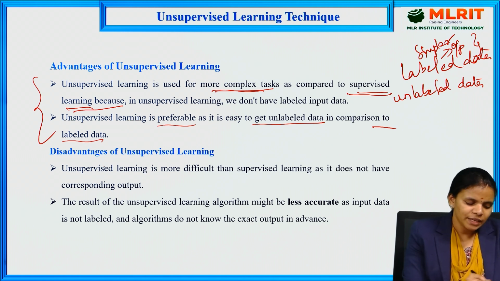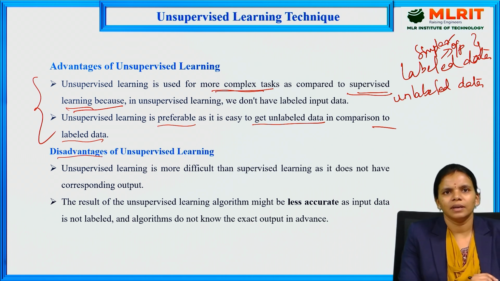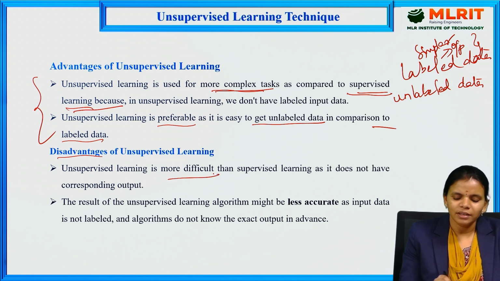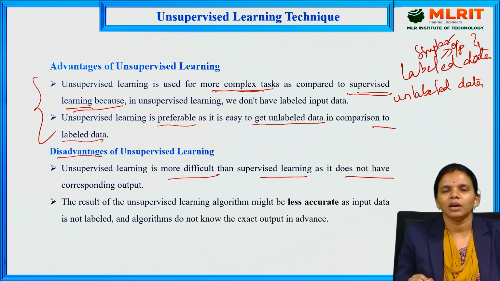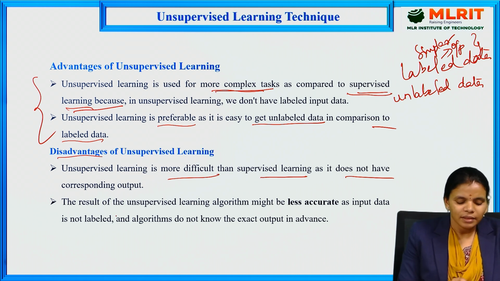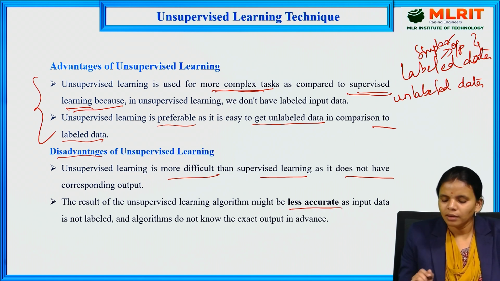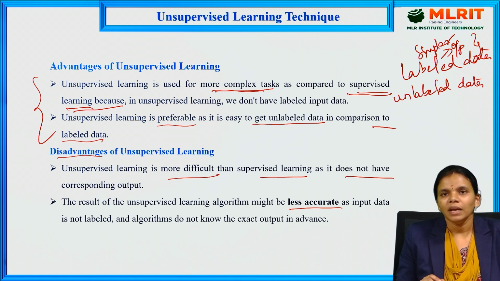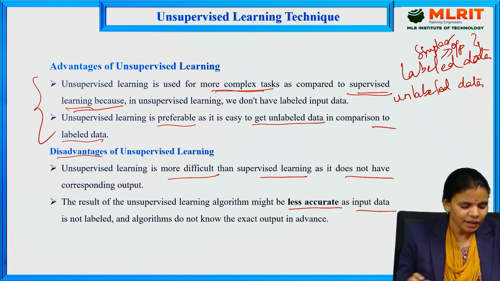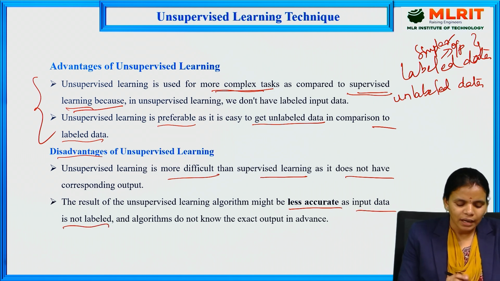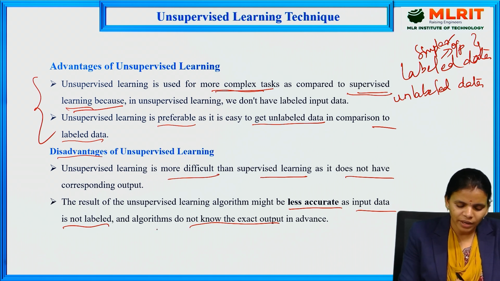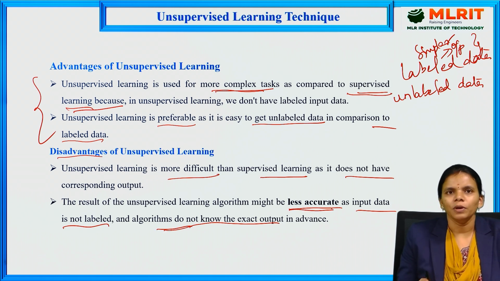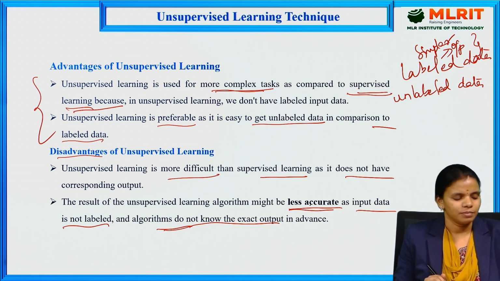Coming to the disadvantages of using the unsupervised learning technique: this is more difficult than the supervised learning technique, because it doesn't have any corresponding output name. And the second one is, the results of unsupervised learning might be less accurate, because here the input data is not labeled and the algorithms working on that input data do not know the exact output name in advance. So this is the main reason we get less accurate outputs from unsupervised learning algorithms.